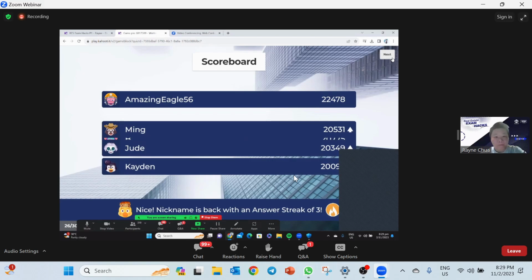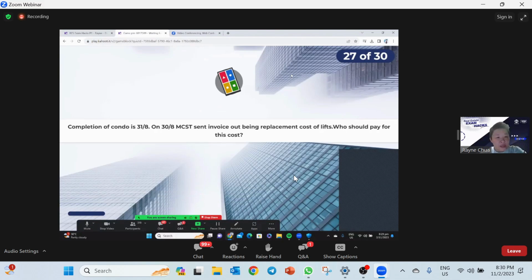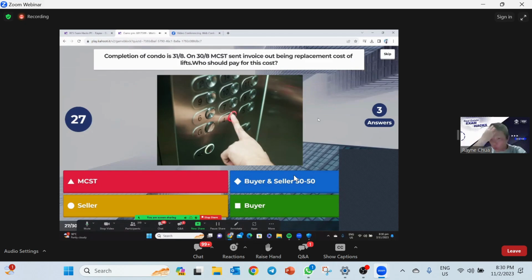All right, last few questions for you to catch up. Okay, completion of a condo is on 31st of August, 1 day before the MCST sends an invoice out to replace the cost of the lift. Who should pay?